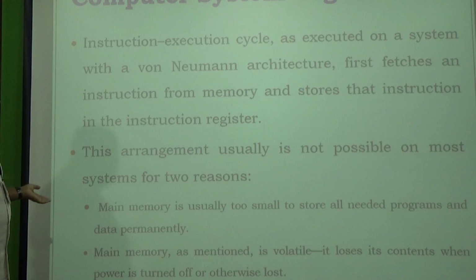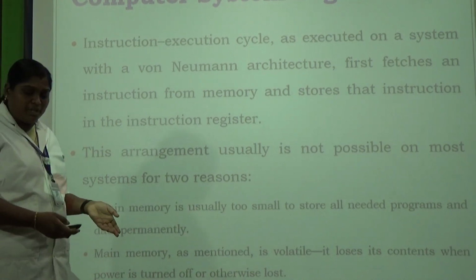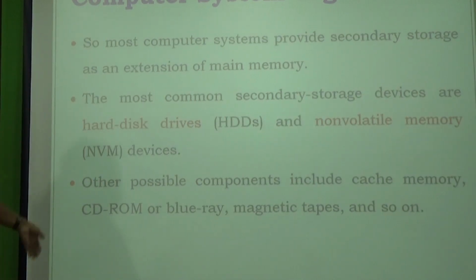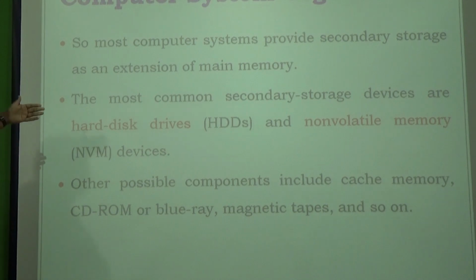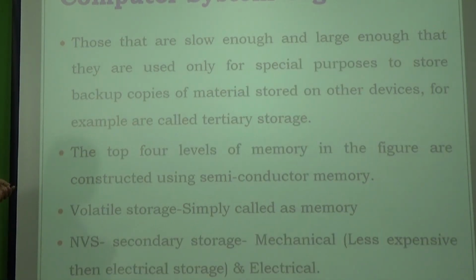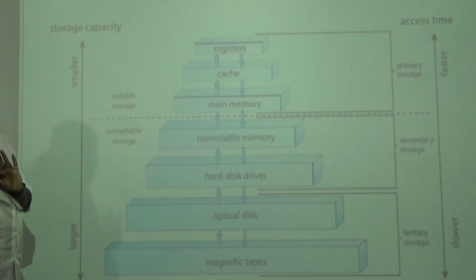So the next one is mentioned as volatile, right? It loses the content if it is turned off. So we won't go for it because of these two reasons. Here, before going into this, we can see the architecture, right? This was explained in the previous slides. So we are dividing into three concepts.